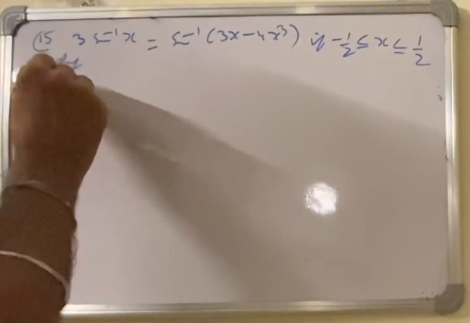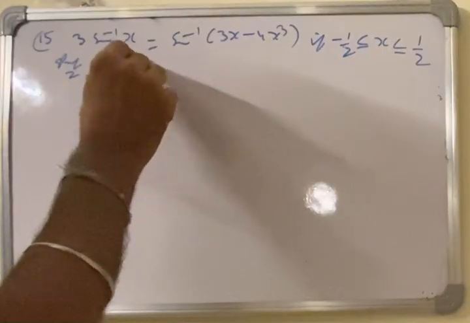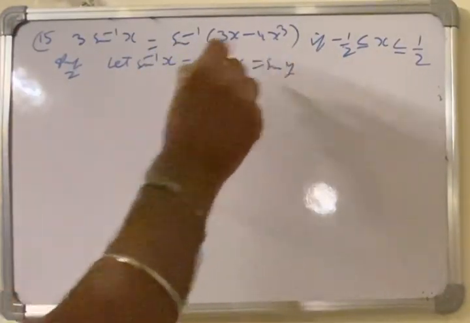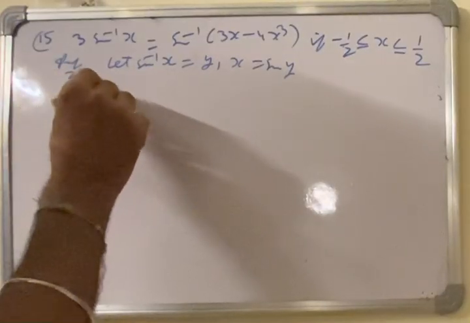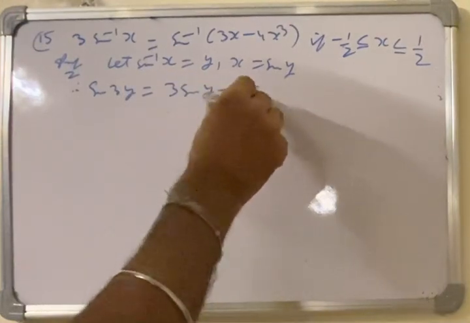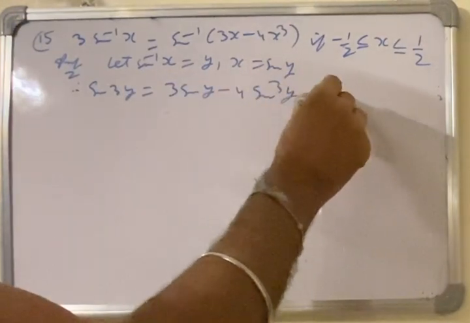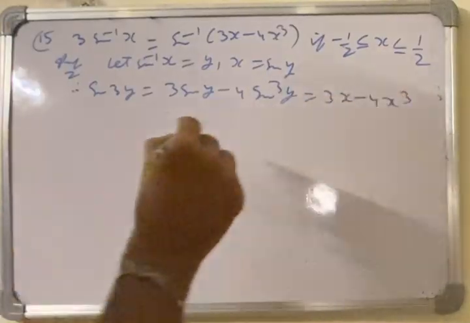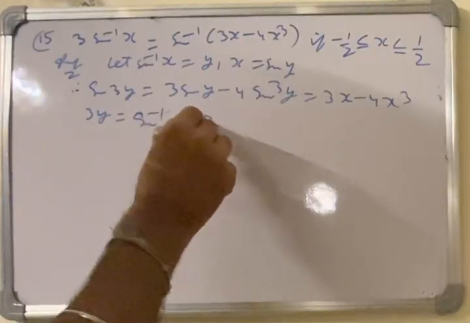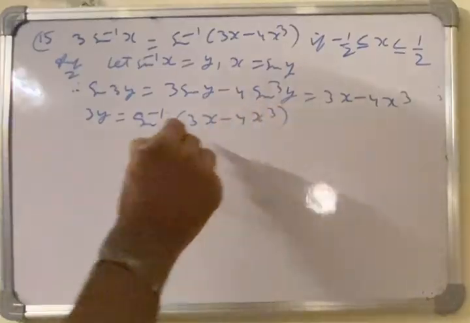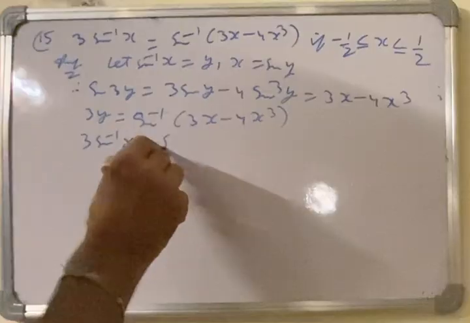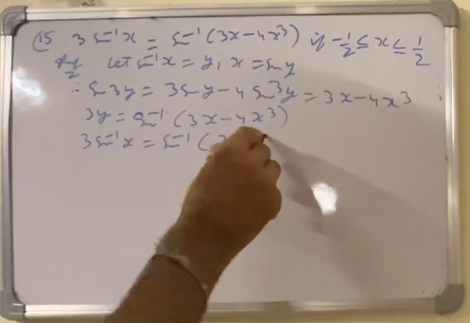So prove: let sine inverse x is y, x is equal to sine y. So sine 3y is equal to 3 sine y minus 4 sine cube y, which is equal to 3x minus 4x cube. So 3y is equal to sine inverse of 3x minus 4x cube, and y is sine inverse x, so 3 sine inverse x is equal to sine inverse 3x minus 4x cube.